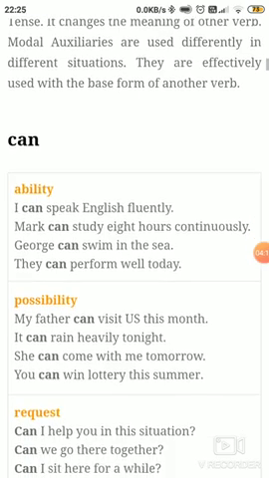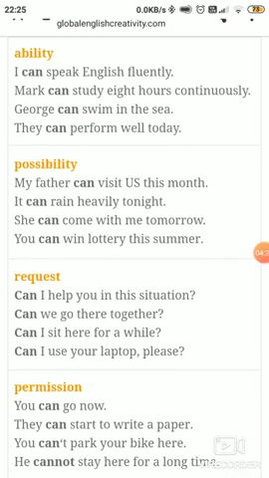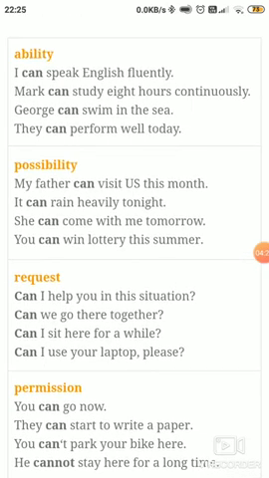Okay, children. Now first category is can. We have four things here. Can shows ability, can shows possibility, can shows request, can shows permission as well. So let's have a look at a few sentences which show ability with the help of the word can. I can speak English fluently. Mark can study 8 hours continuously.